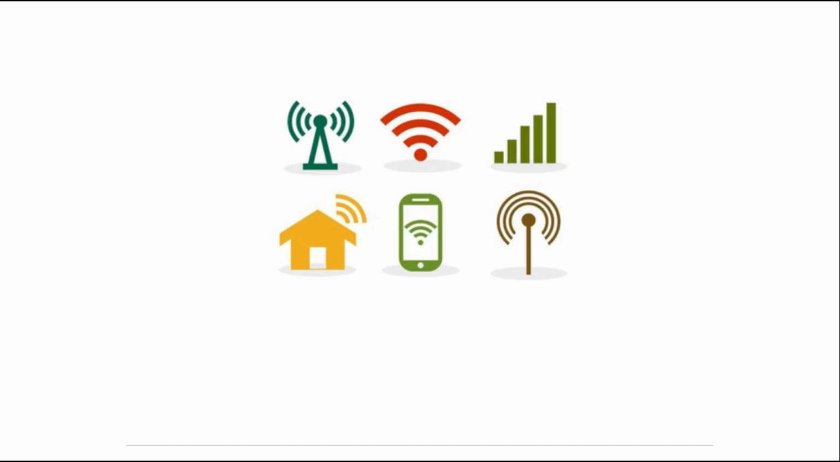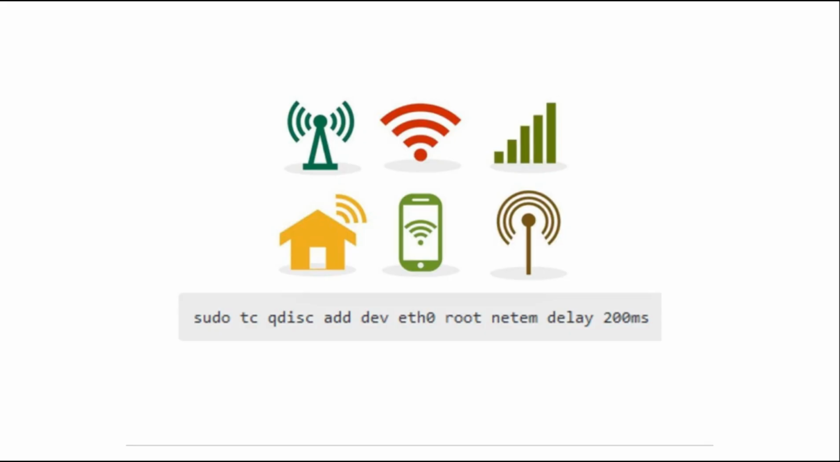Let's begin by simulating network latency, using the tc traffic control command. This command applies a 200 millisecond delay to all packets sent over the eth0 interface, allowing us to introduce artificial delays, simulating slow network conditions.